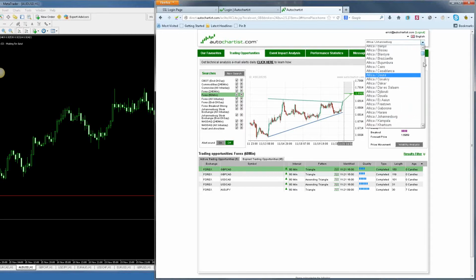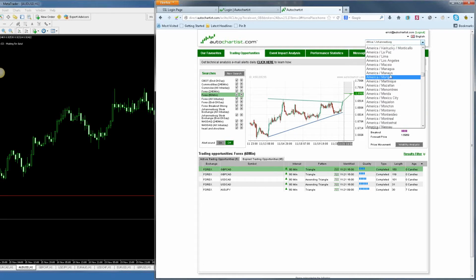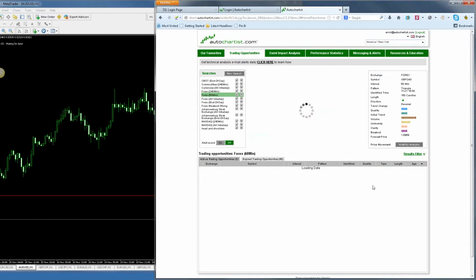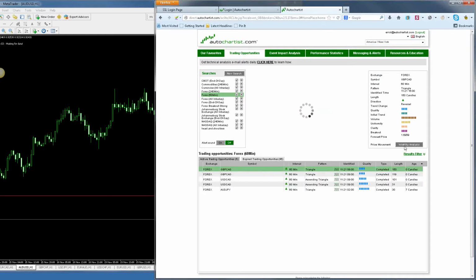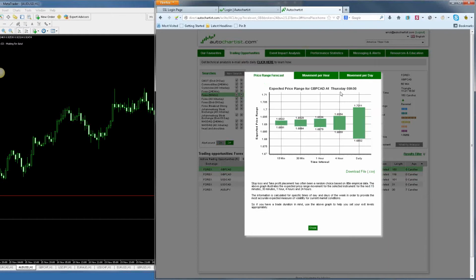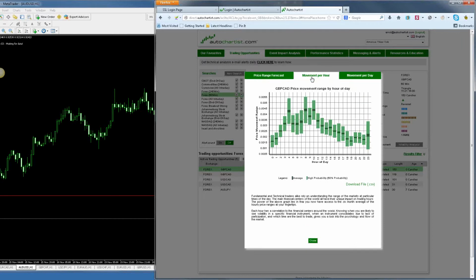A lot of people ask about New York. So if I go up here and set it to New York City time zone, you'll see that it's giving the price data for the time in New York, which is early in the morning. Okay, it doesn't really make a difference to the price range forecast, but what it will make a difference to is the movement per hour.